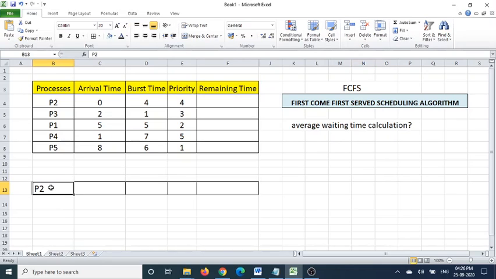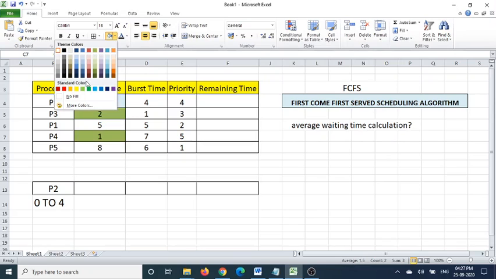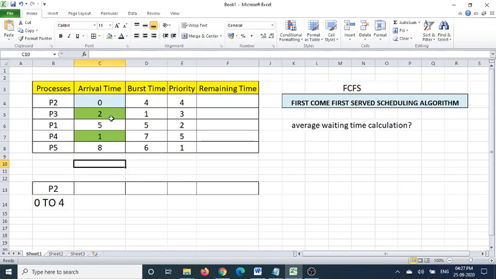So P2 got the CPU, and it will run from 0 to 4. Because the burst time is 4 time units, it is running for 4. And then at 4, how many processes came? P2 is finished, and you can change the color to blue in case of finishing. At 4, these 2 processes came, so we'll put them in green, because they are waiting.